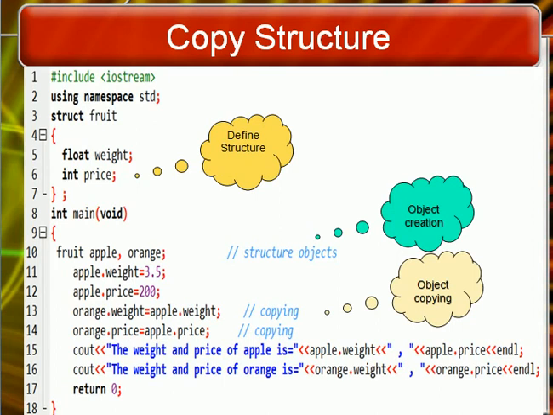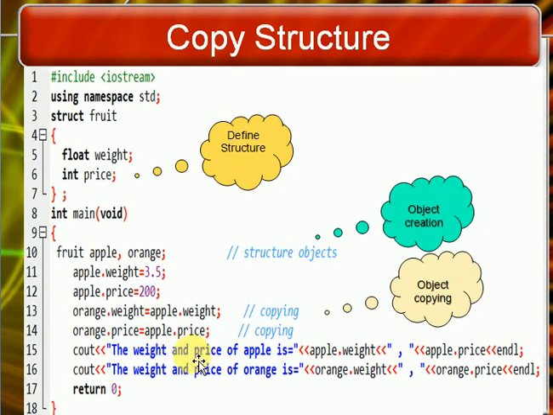Object copy means copying an object of a structure into another object. That is the definition of the structure: struct fruit, with its members, terminated with a semicolon, which marks the end of the body of the structure definition. In the main function, we declare objects of the structure, that is fruit apple, orange. Initialization of the members of object apple: weight is 3.5, price is 200. Then copying: copy the weight of apple into the weight of orange, and copy the price of apple into the price of orange.